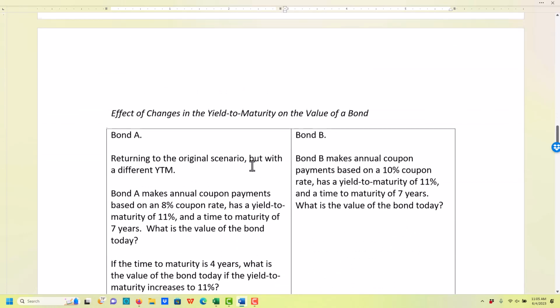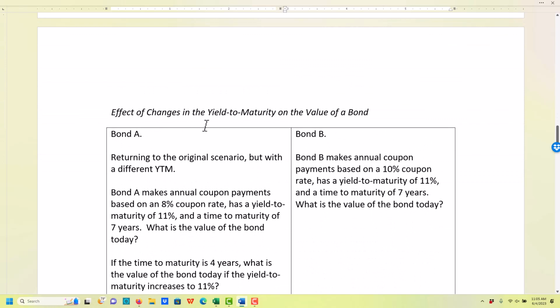The next item we're going to talk about is the effect of changes in the yield to maturity on the value of the bond. Returning to the original scenario but with a different yield to maturity, bond A makes annual coupon payments based on an 8% coupon rate, has a yield to maturity of 11%, and a time to maturity of 7 years. What is the value of the bond today?